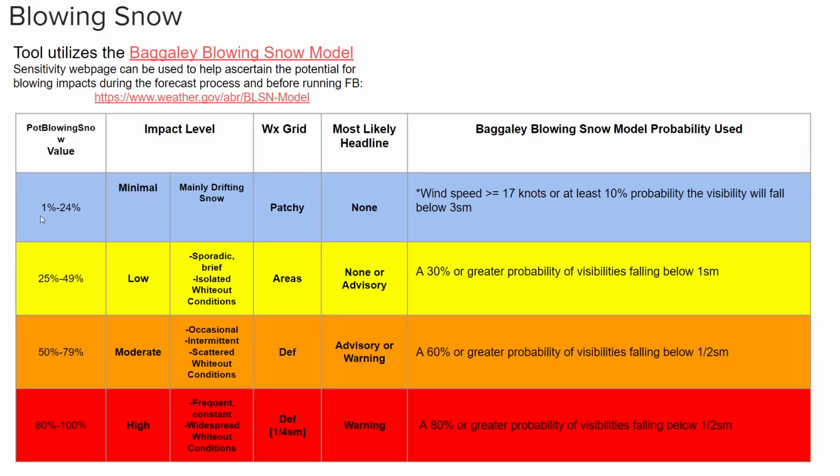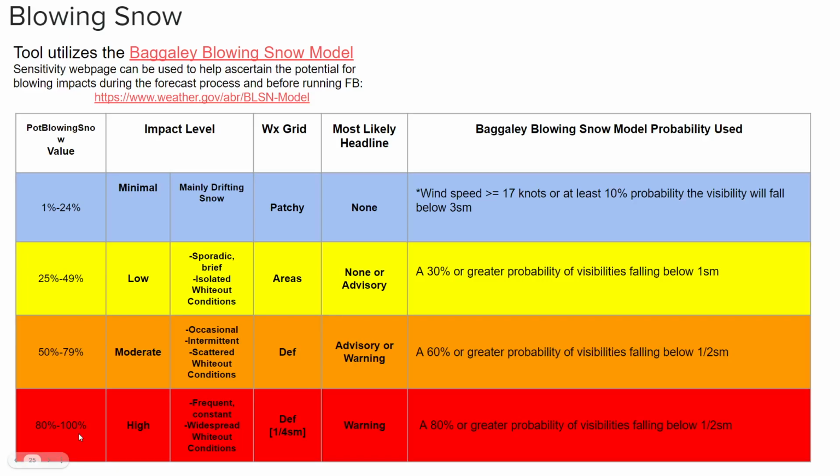So pot blowing snow of 1% to 24% is a minimum impact. As mentioned, wind speeds greater than or equal to 17 knots, or at least a 10% probability of the visibility falling below 3 miles. 25 to 49% is where you will get areas, maybe kind of low-end advisory. 50 to 79% is moderate impact. This is going to be definite. This is kind of a solid advisory. You're maybe thinking about warning, maybe even some sporadic areas of approaching blizzard conditions.